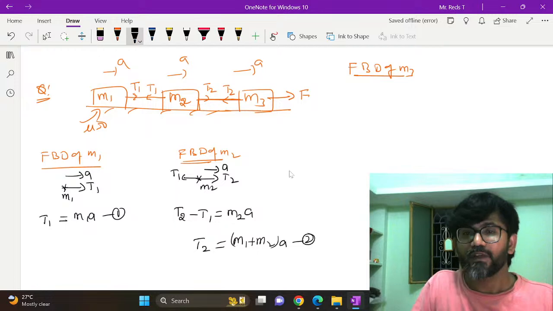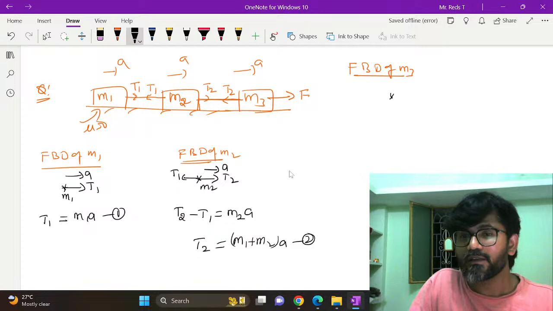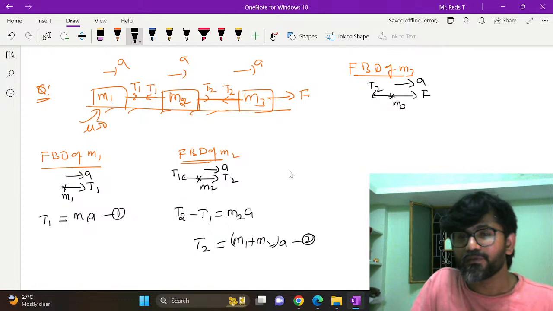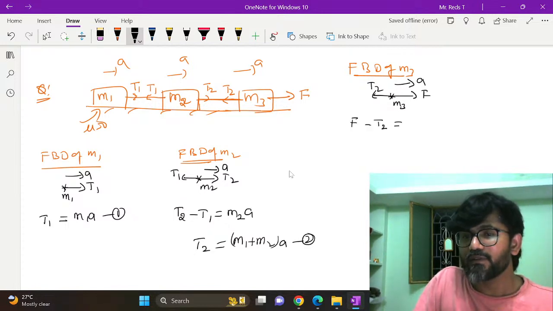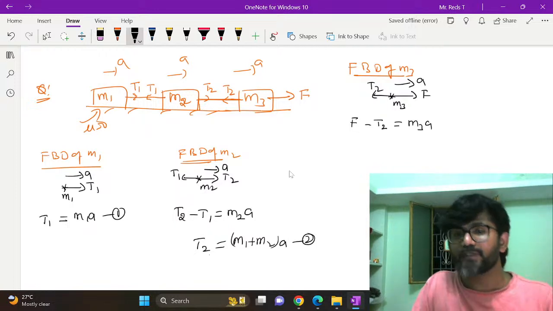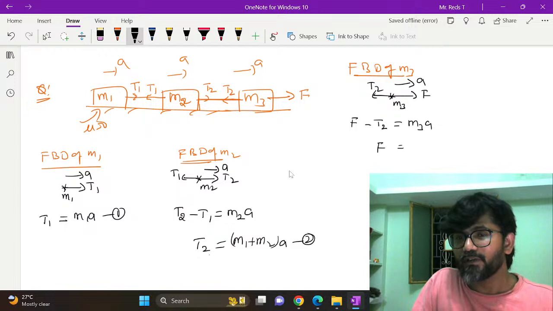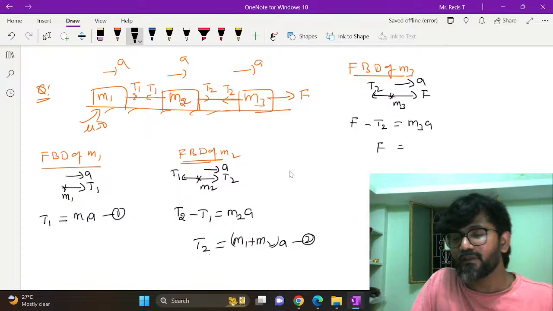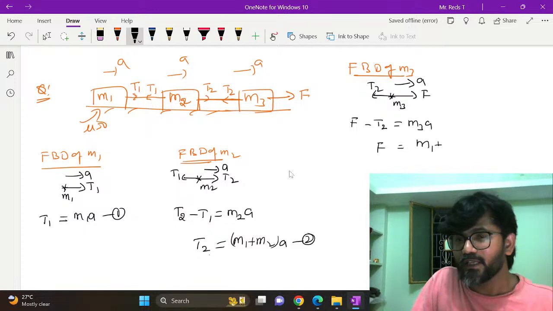Now free body diagram of M3. Here the forces are F to the right and T2 to the left. As a result, it is moving with an acceleration to the right. Now the equation of motion: F is dominating, so F minus T2 is equal to M3A. Substituting T2 from equation 2, you get F is equal to M3A plus T2, that is M1A plus M2A plus M3A. Directly I am writing, it gives M1 plus M2 plus M3 into A.